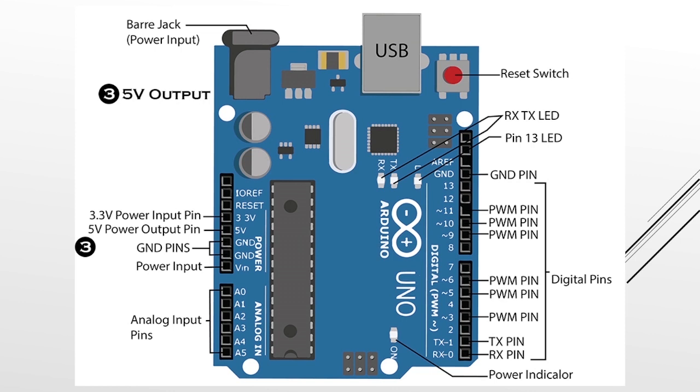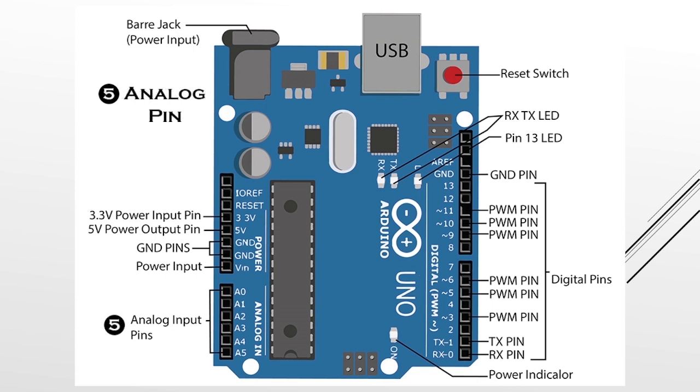5-volt power output pin. The 5-volt power output pin provides 5 volts to the circuits and to the sensors we attach. 3.3-volt power input pin. The 3.3-volt power input pin can also be used to power up Arduino from an external power source.